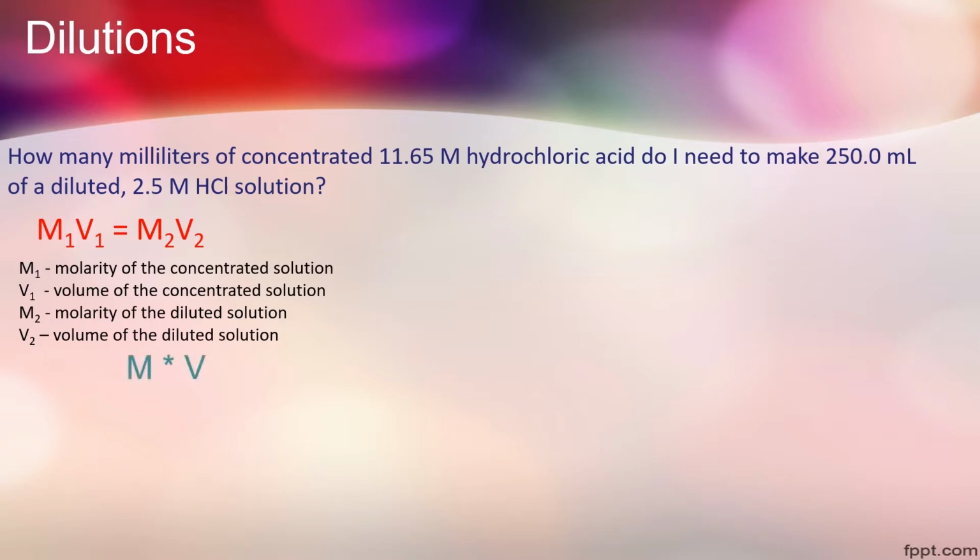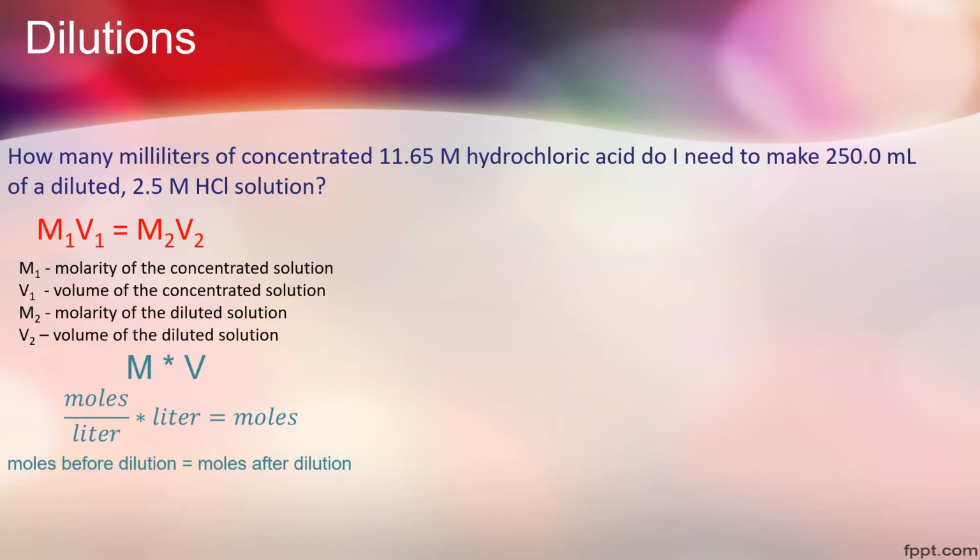First, look carefully at the product M times V. Let's say the volume is in liters. We know that the molarity has the units of moles divided by liters, so the product cancels the volume and we're left with moles. The idea is that the number of moles we deliver from the concentrated solution remains the same when we dilute the system with more solvent. We don't change the moles of solute when we dilute it.